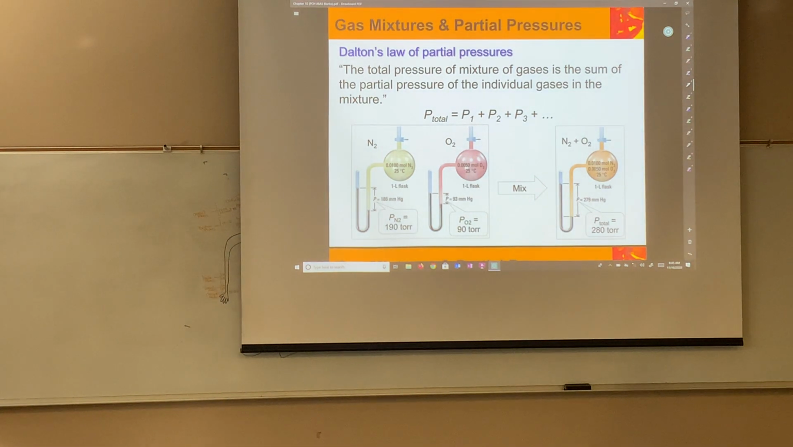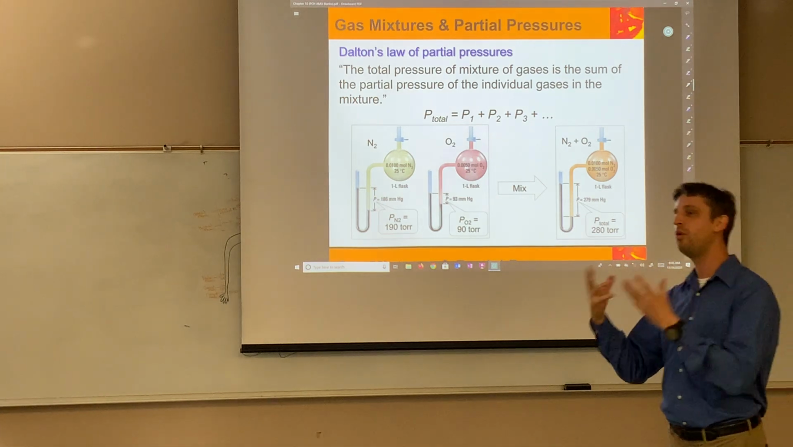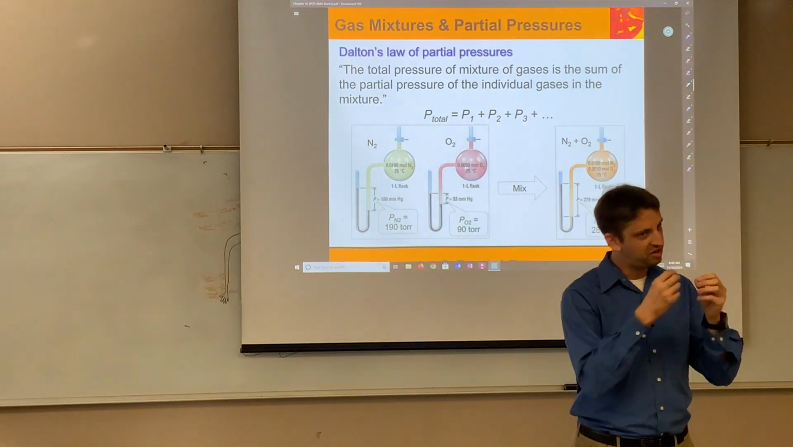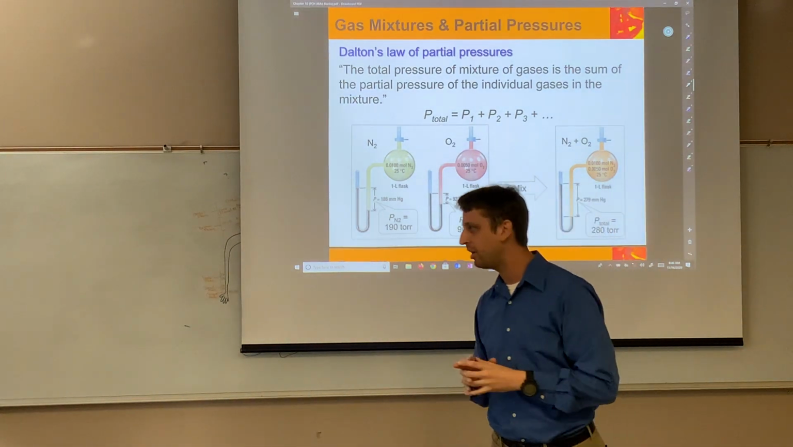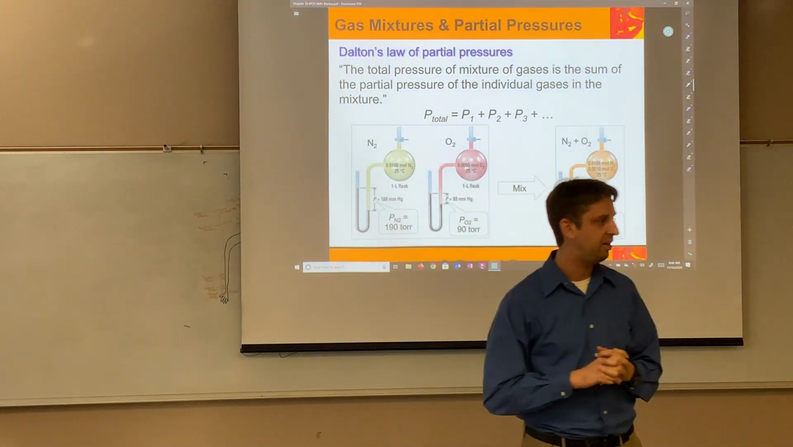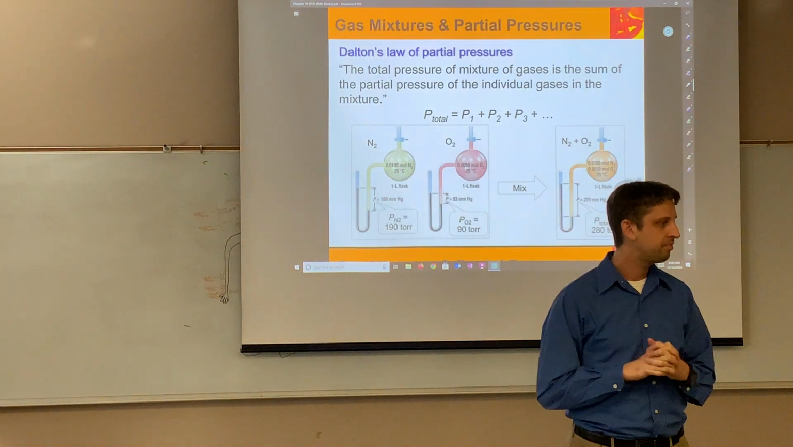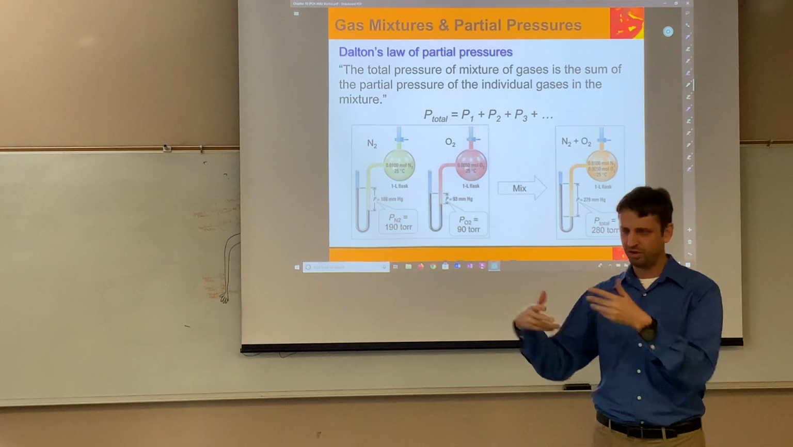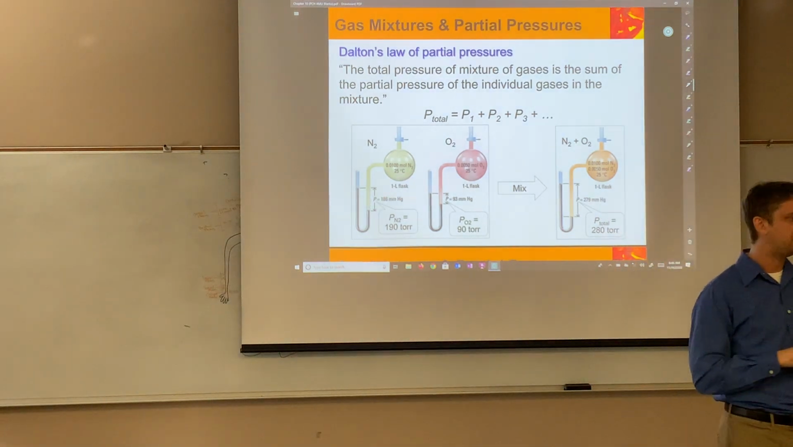So the point being this: if I ask you for the total pressure of a system of multiple gases, you just solve the individual gas law equations for each of those gases. Do you catch what I'm saying? We just find the individual pressure, so you do multiple PV equals nRT equations.